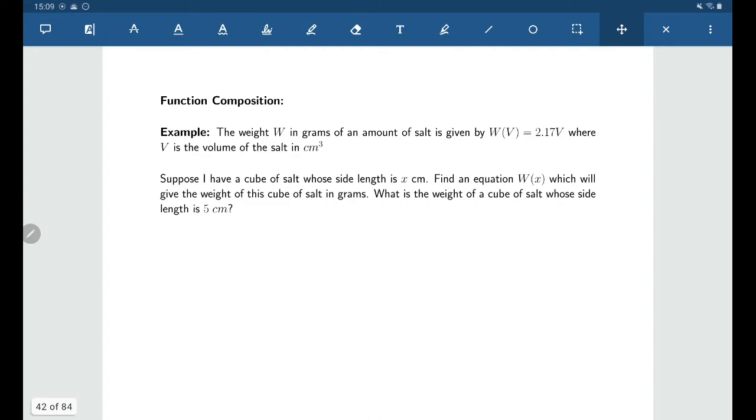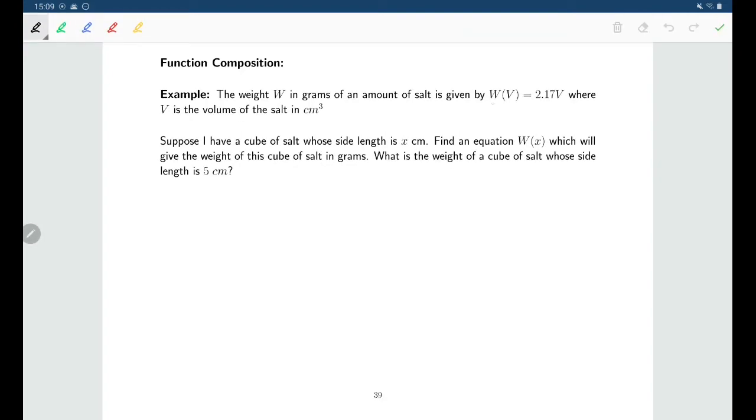All right, so a new operation to introduce here, the idea of function composition, and the little motivating example I have here is this. This is true, I looked this up for the density of salt. For table salt, its density is 2.17 grams for every centimeter cubed. So I created myself a nice little function here that if you wanted to know the weight of an amount of salt, and if you happen to know its volume, then the weight of your salt would just be 2.17 times whatever the volume of your salt is.